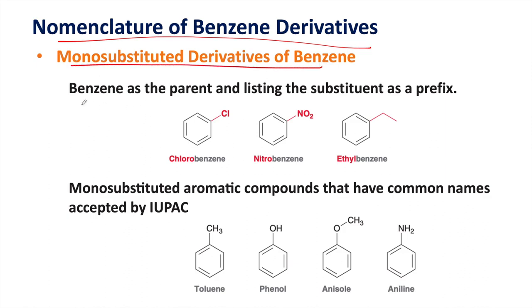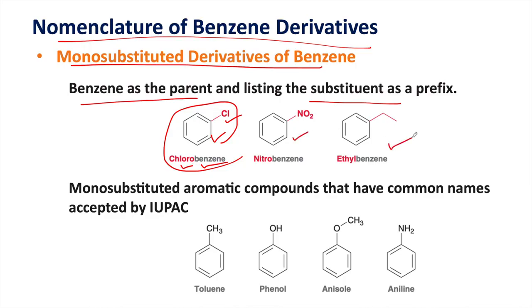In this, you will take benzene as the parent and the substituent as a prefix. For example, this is chlorobenzene. Here benzene is the parent part, so we have written benzene here, and this substituent, chloro, we will take as a prefix. So it will become chlorobenzene, and this will become nitrobenzene, and this will become ethyl benzene.